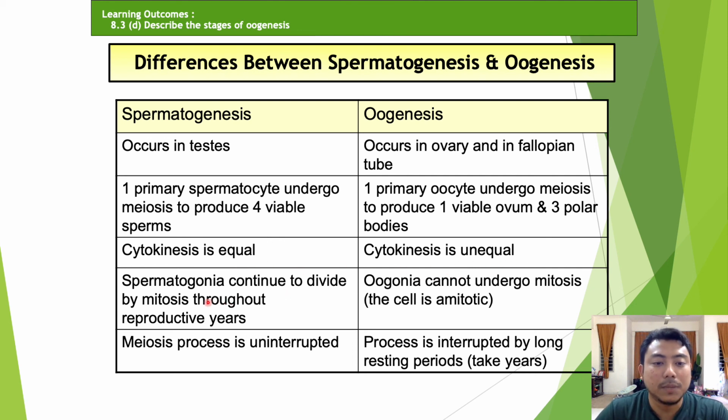Okay. Spermatogonia continue to divide by mitosis throughout the reproductive years. Oogonia cannot undergo mitosis, i.e. the cell is amitotic. Meiosis process is uninterrupted. Terus saja. Whereas for this one, the process is interrupted by long resting periods. Takes years. Maknanya daripada lahir sampai ada puberty, baru sambung balik. Lepas tu dah puberty, bila hasil pula, tunggu lagi.